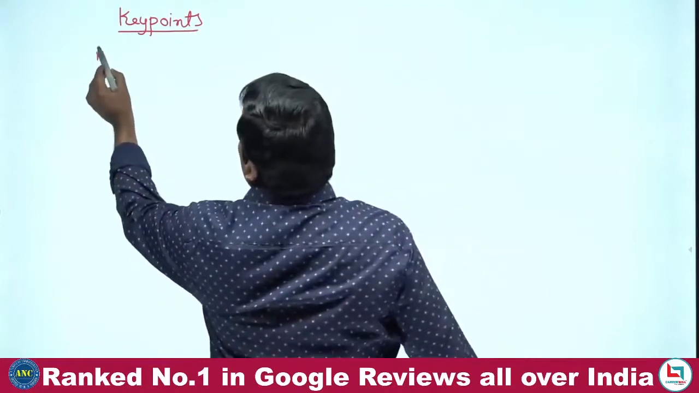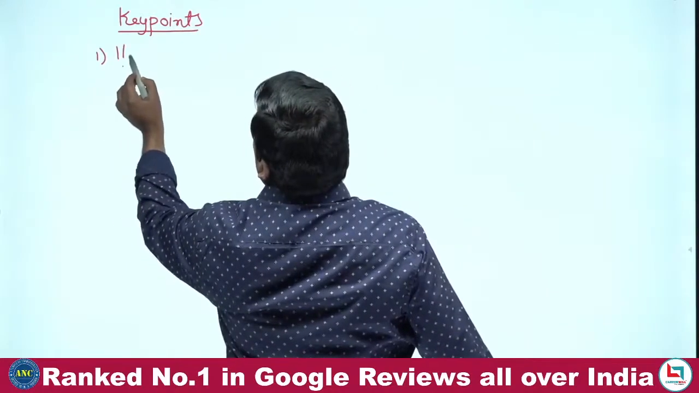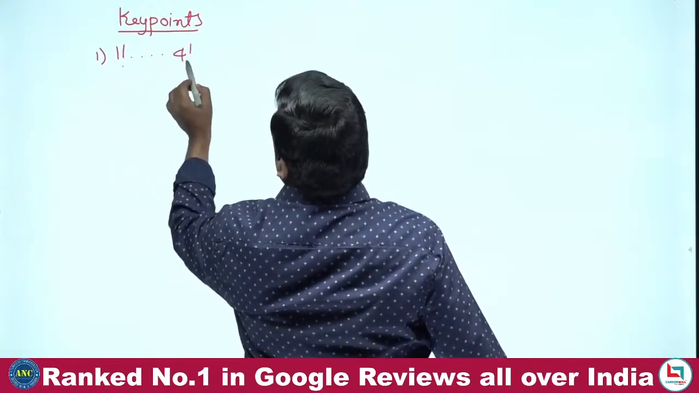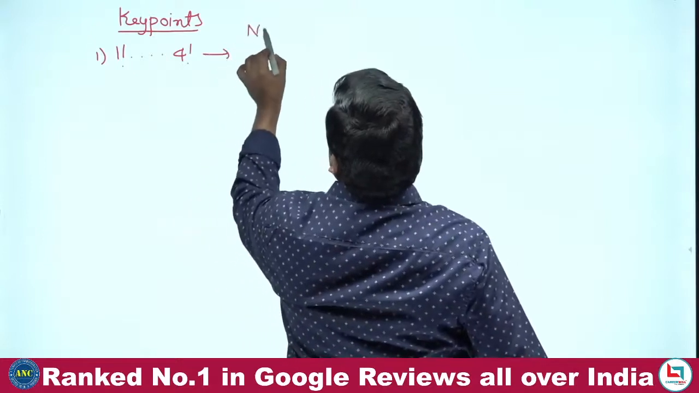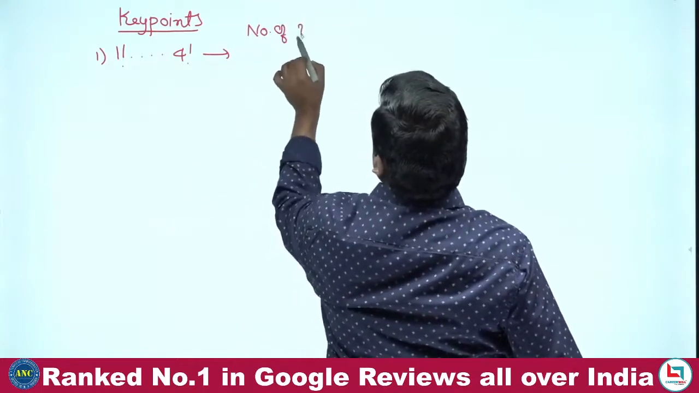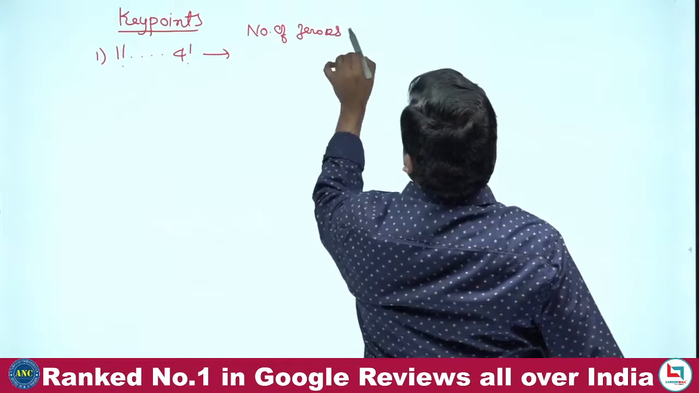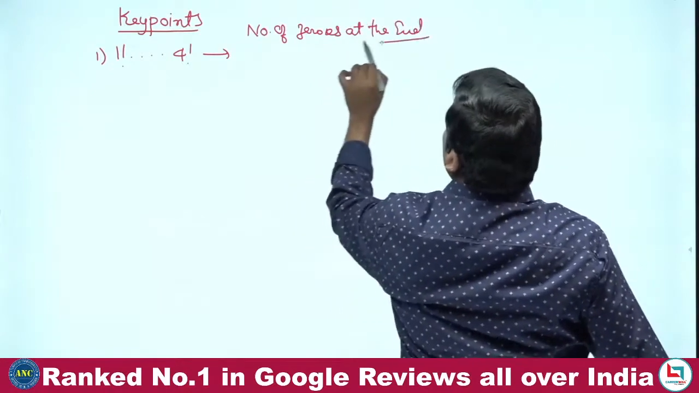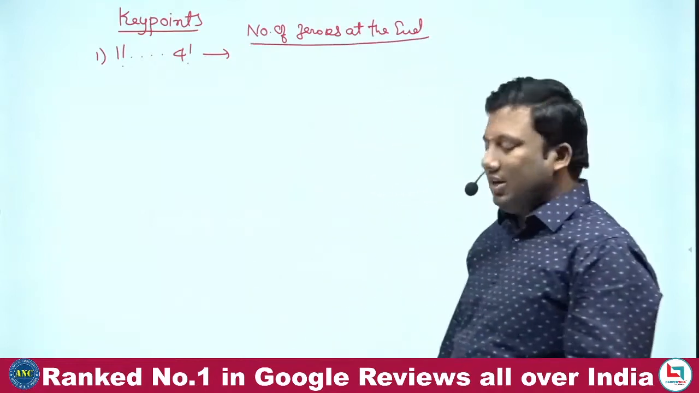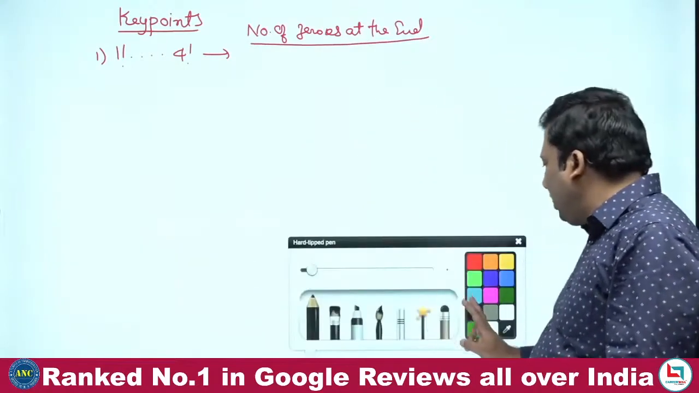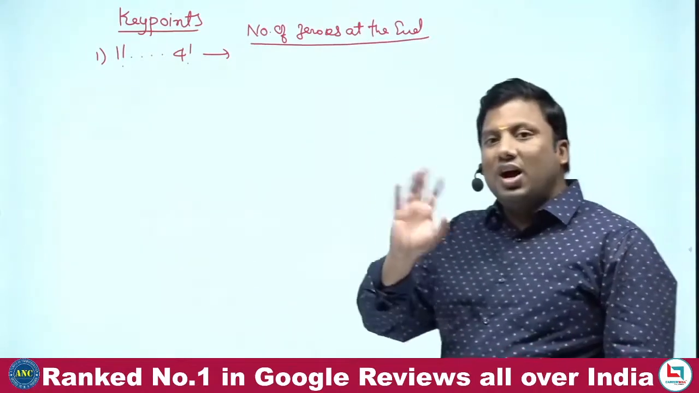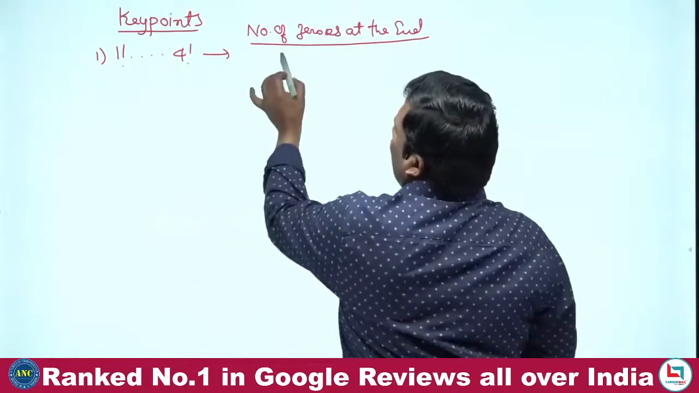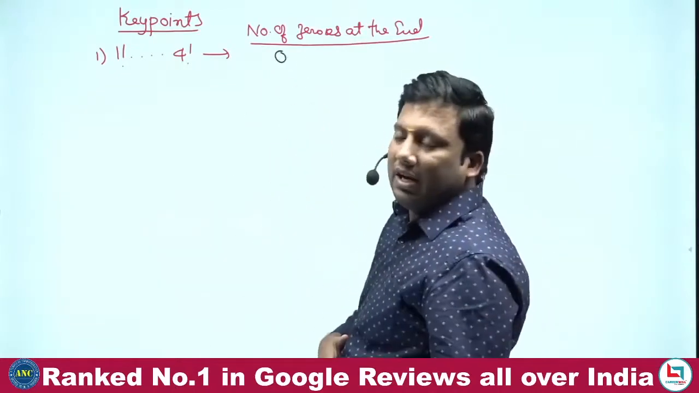So the first key point is 1 factorial to 4 factorial. Here I will write the number of zeros at the end. It is also called trailing zeros. 1 factorial to 4 factorial does not contain any multiple of 5, so it is 0.